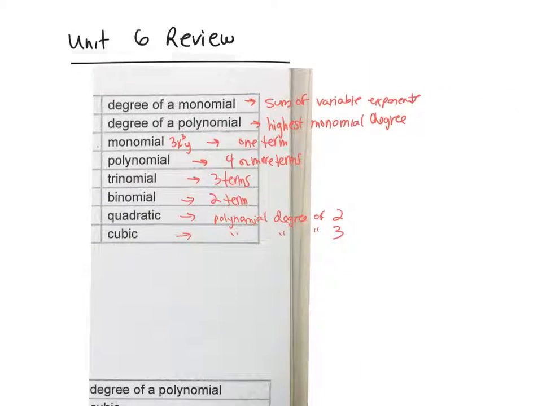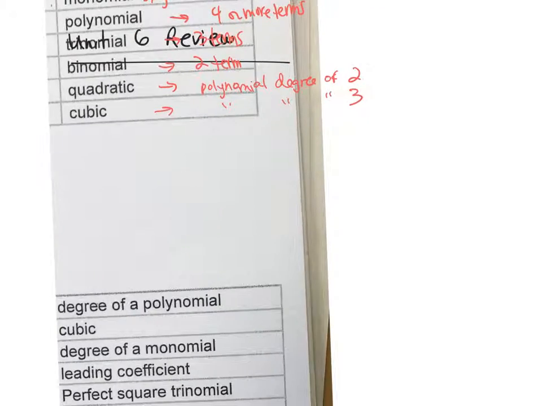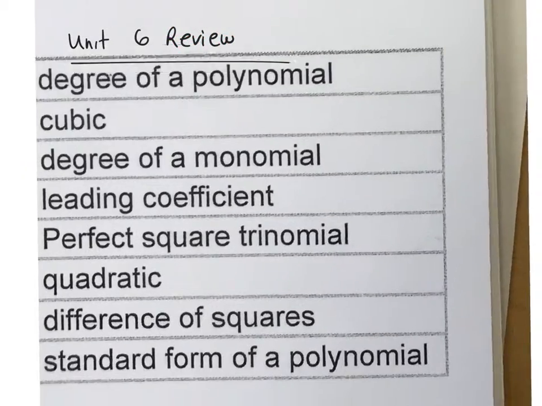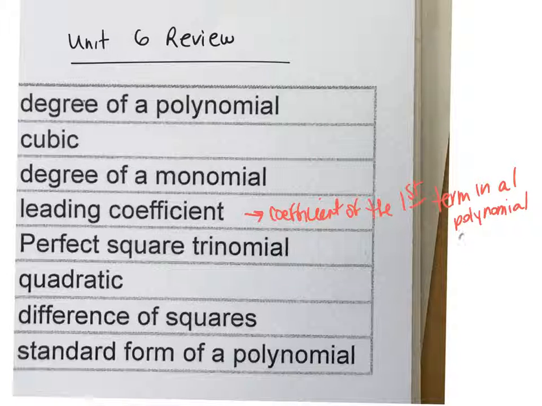Okay. So the vocabulary. The degree of a polynomial, we already talked about. Cubic, we already talked about. Degree of a monomial. Leading coefficient. The leading coefficient is the number in front of a term. So the leading coefficient is the coefficient of the first term in a polynomial when it's in standard form. It has to be in standard form first.